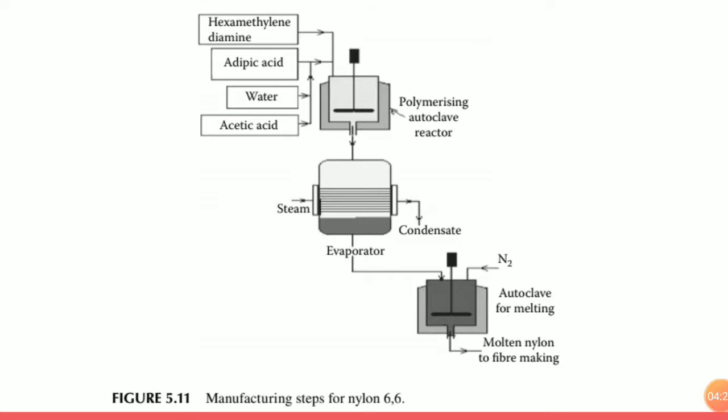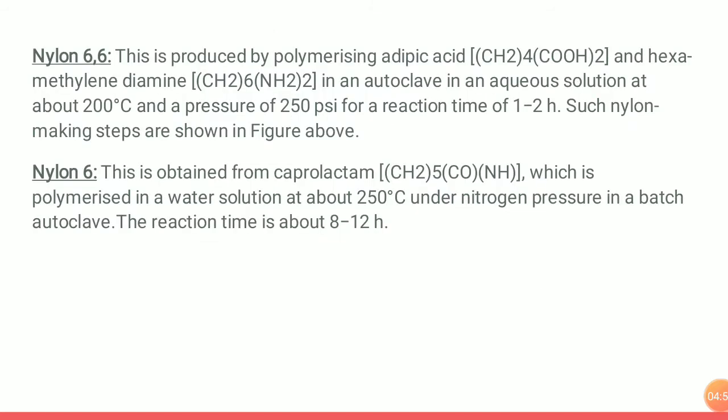It is then fed to the evaporator where condensates are removed, and the reaction mass we get from the bottom is kept under a nitrogen atmosphere. From the bottom of the autoclave, into another autoclave, we get the fiber, or the molten mass, and it is fed to the fiber making process. The same procedure is used for a number of reactions. Now we can see nylon 6.